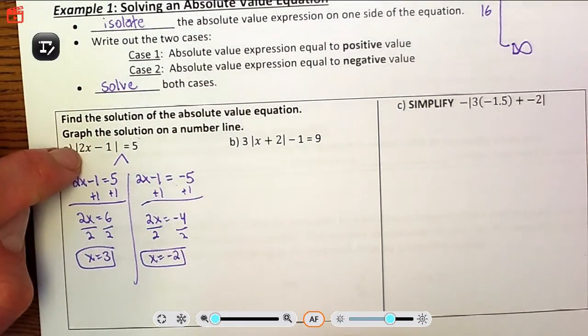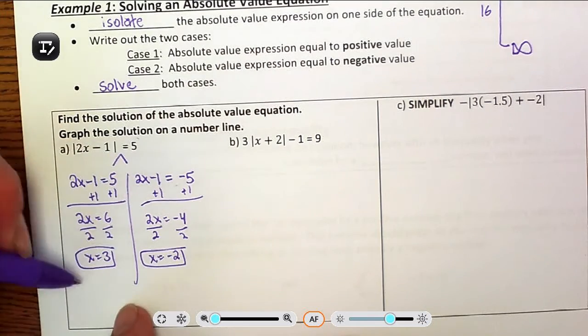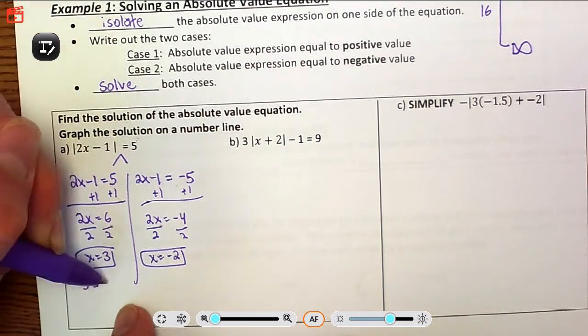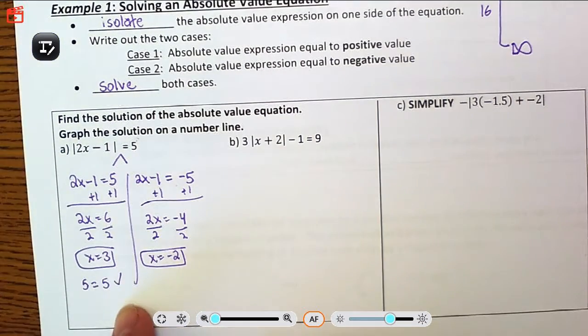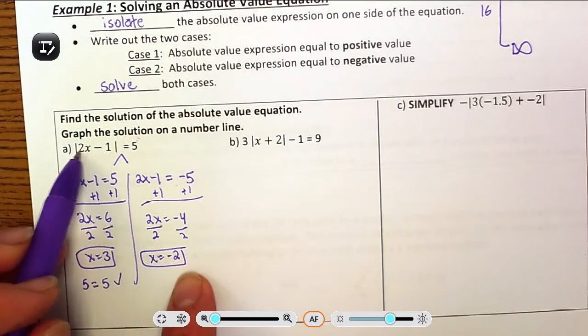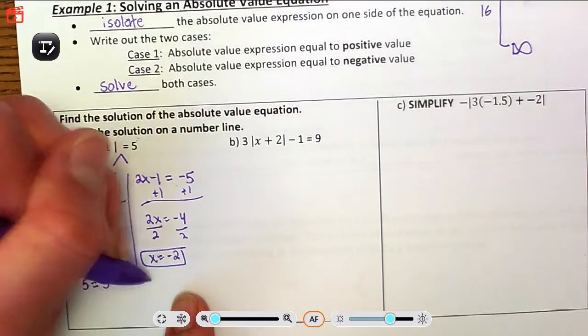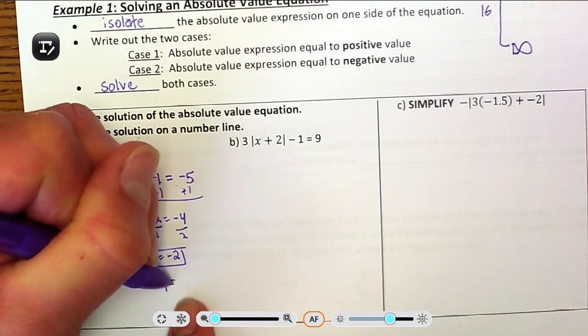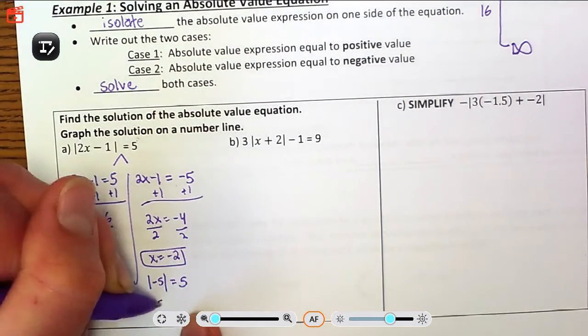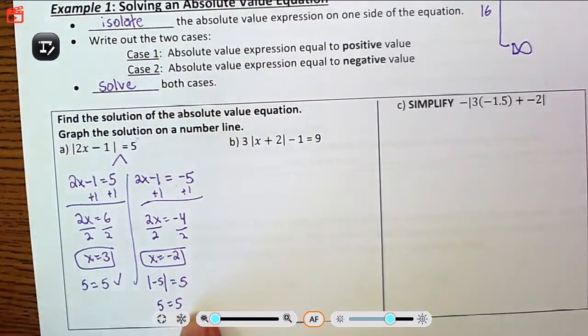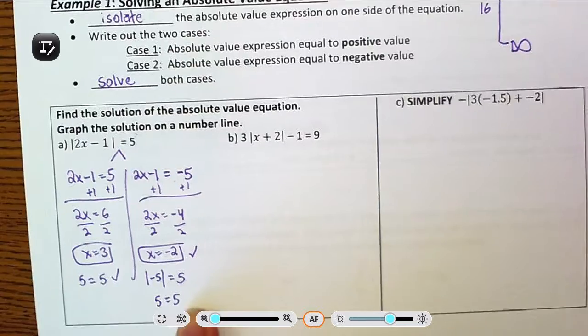3 times 2 is 6, minus 1 is 5. Does that equal 5? Yes, it does. Negative 2. Negative 2 times 2 is negative 4. Minus 1 is negative 5. Absolute value of negative 5 equals 5. Yes, it does. Check.